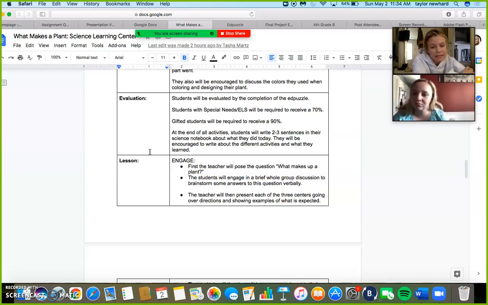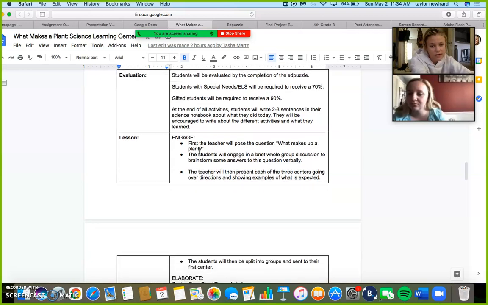And at the end of the activity, students will write 2 to 3 sentences in their science notebook about what they did today. They'll be encouraged to write about the different activities and what they learned. And like we mentioned, the EL students will have the choice to draw pictures instead of writing sentences.